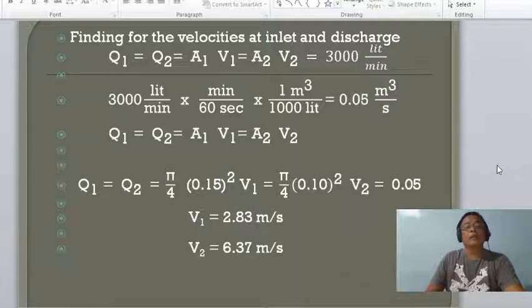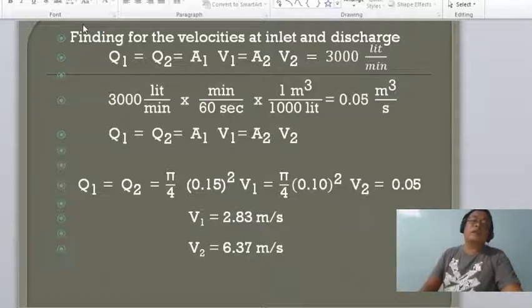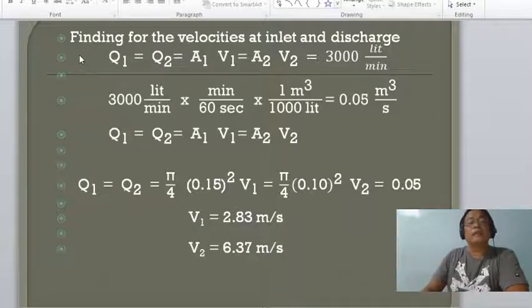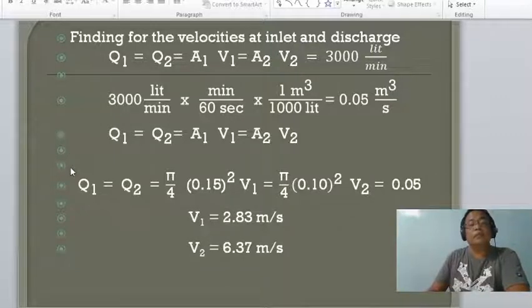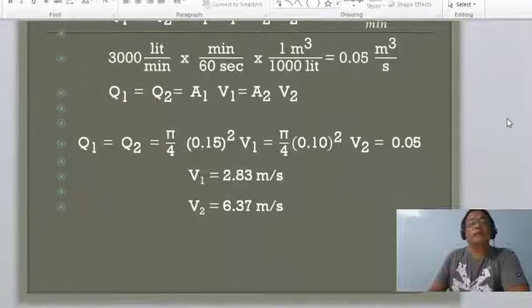But before that, let us first determine the velocities at the inlet and the discharge since kinetic energy is involved. So, from the continuity equation, Q1 is equal to Q2, where Q1 is equal to the cross-sectional area at the inlet multiplied by the inlet velocity, which is also equal to the cross-sectional area at 2 and the velocity at 2. Take note that the discharge is 3,000 liters per minute. Substituting the values, the velocity at 1 is equal to 2.83 meters per second and at point 2, 6.37 meters per second.